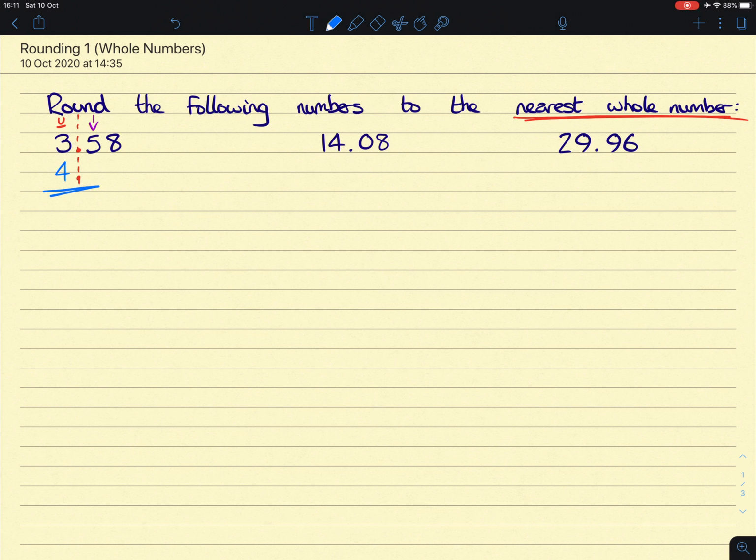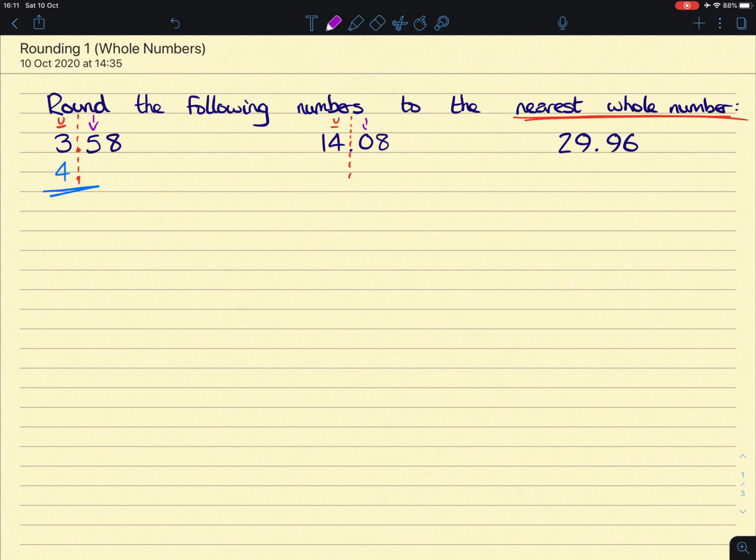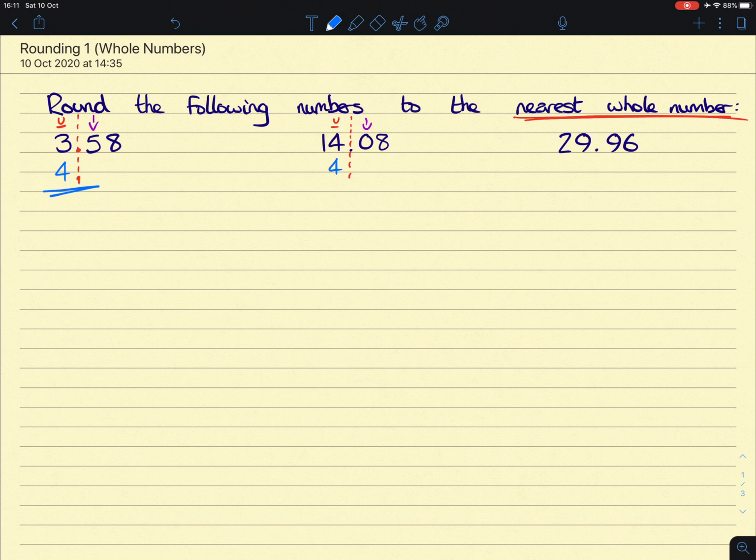For the next one, our units column is now above the 4. Again, we're going to have the dashed line afterwards. The digit afterwards is a 0, so that means it's not going to change this 4, so it will remain as a 4. Then we fill in the other digits that are there. 14, we don't need to put that decimal point in, but it's always good just to show what it is. And 14 is our answer, the nearest whole number.